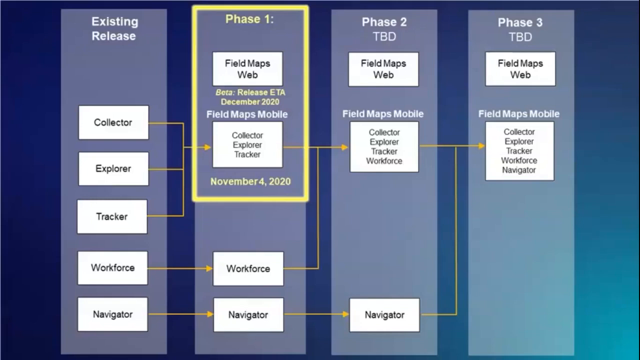The first release of Field Maps Mobile for iOS and Android: Collector, Explorer, Tracker. The next release will have Workforce. We made some changes with Workforce in the summer release on structuring the projects and making it available to go offline. That's all going forward into making it part of Field Maps. And then finally, we'll include Navigator. So you'll be able to have this all-in-one app. Right now, as I mentioned, if you have Navigator, you can just push your directions out to Navigator as is. So we're just in that first phase.